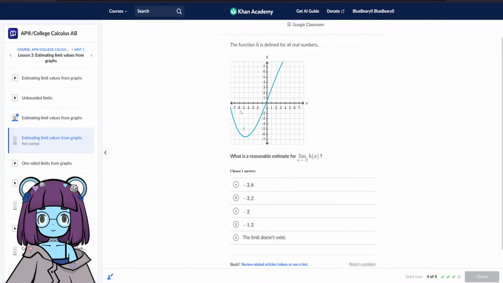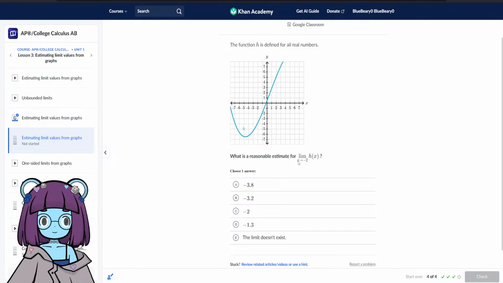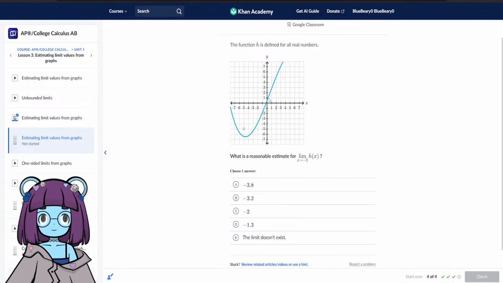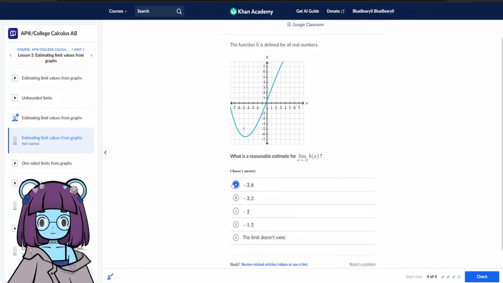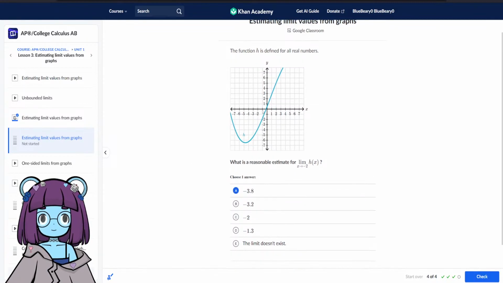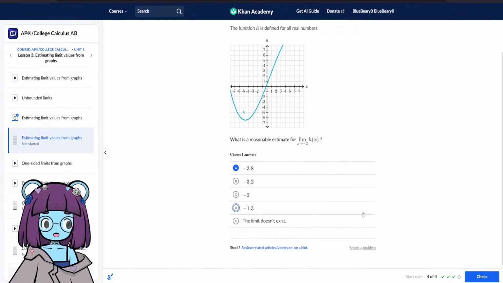The function h is defined for all real numbers. Oh, it's a smooth graph. Okay, the limit of this function as x approaches -2, roughly around -4, so I guess -3.8. It approaches from both sides. Yeah, I think -3.8.